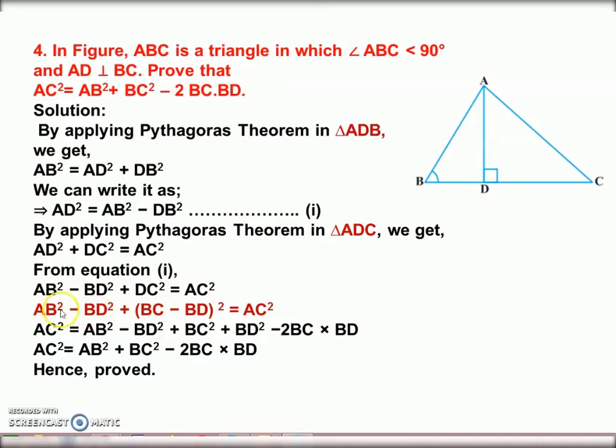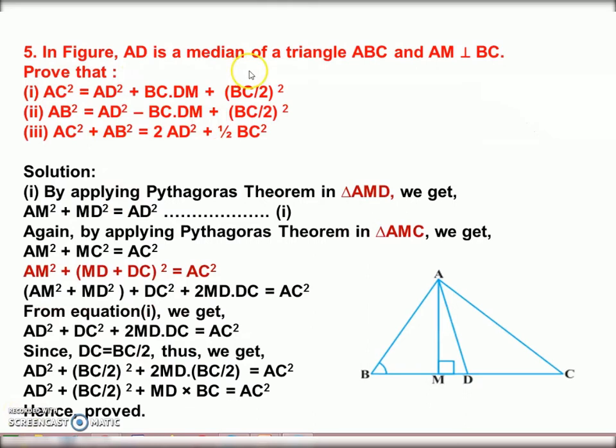Now here, this is the important step. So you have replaced AD square with AB square minus BD square, and DC you are replacing with BC minus BD, the whole square. So DC is written as BC minus BD the whole square. Then you will expand this using the identity (A minus B) the whole square. Expand it and then you can cancel out certain terms and you will get what is required here.